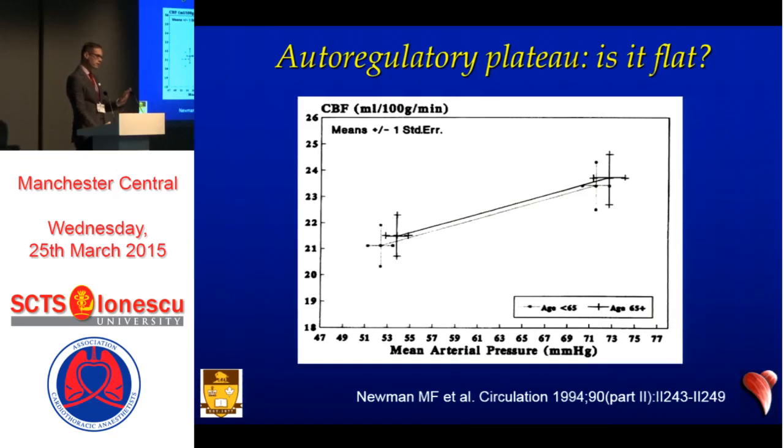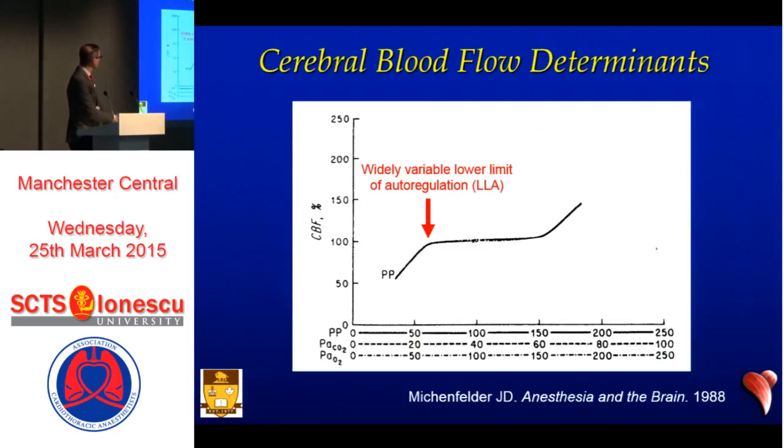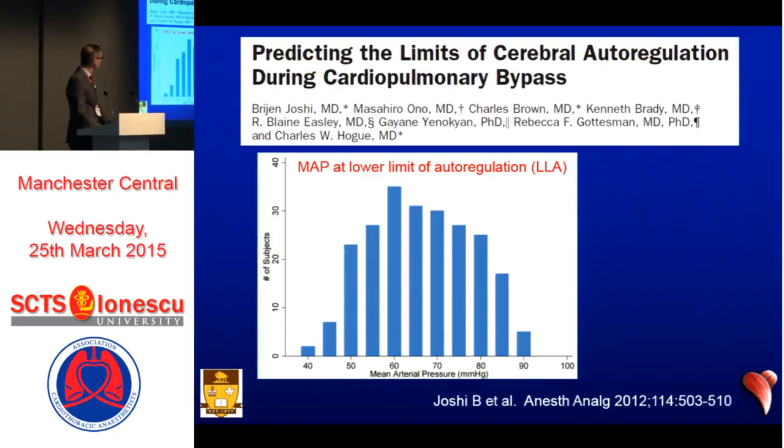Now, one could argue that these patients are maybe at the leftward end or the threshold of their autoregulatory curves, but likely there's just a slightly positive slope to that plateau. The other thing that we notice is that there's a widely variable limit to that lower autoregulatory threshold. And although people typically talk about this being approximately 50 millimeters of mercury, there's a wide variability in that lower end of the autoregulatory threshold.